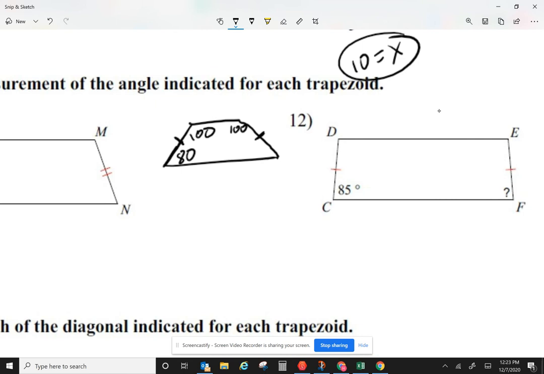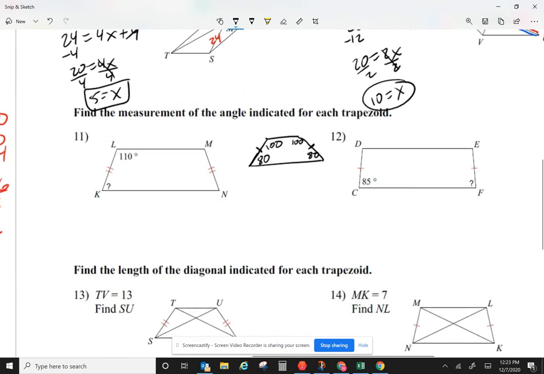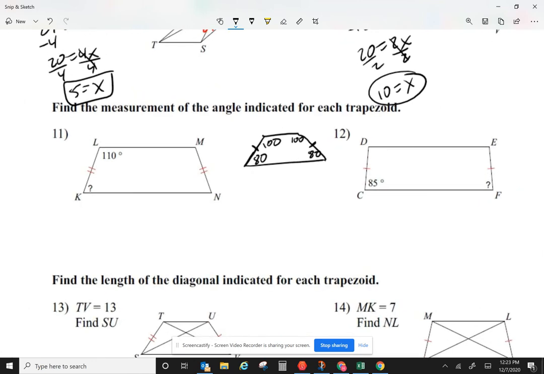I'm going to say this angle is 100 and this angle is 80. Remember parallelograms, I said opposite angles are equal. Look, on trapezoids, that rule doesn't work. So be careful with trapezoids and parallelograms. Now let's take a look at question number 11. Find the measurement of the angle indicated for each trapezoid. I know these two angles must add up to 180. One of them is 110. I'm asking how big is the other one. Well, this angle must be 70. The reason why is those two angles add up to 180.